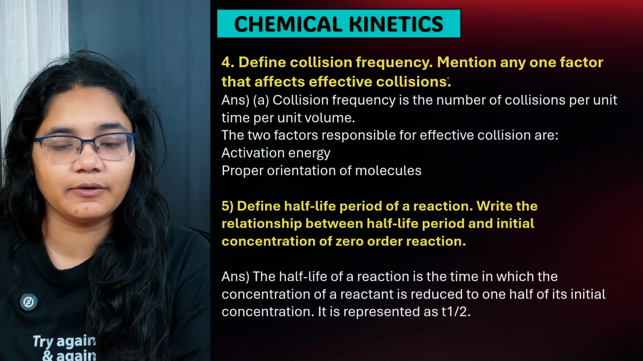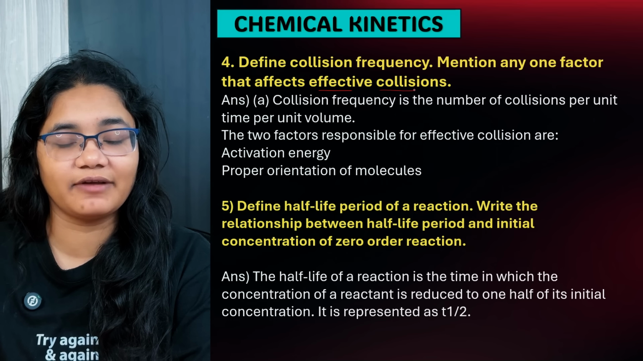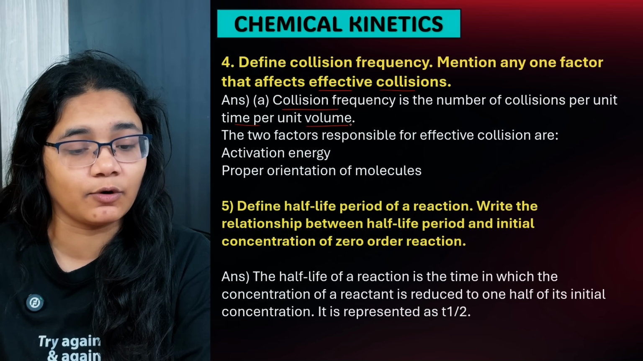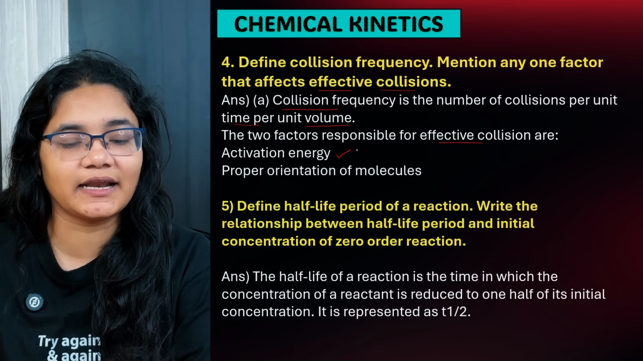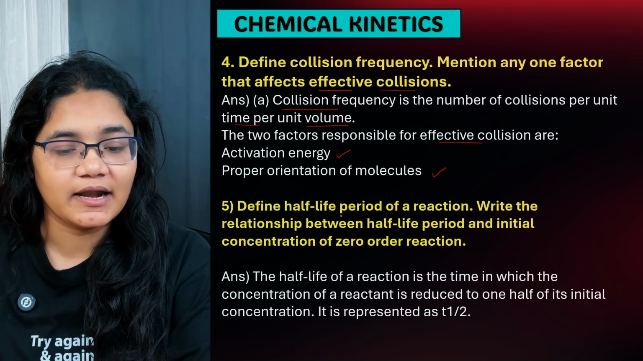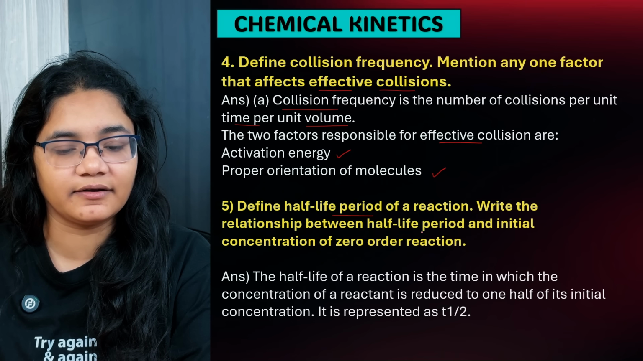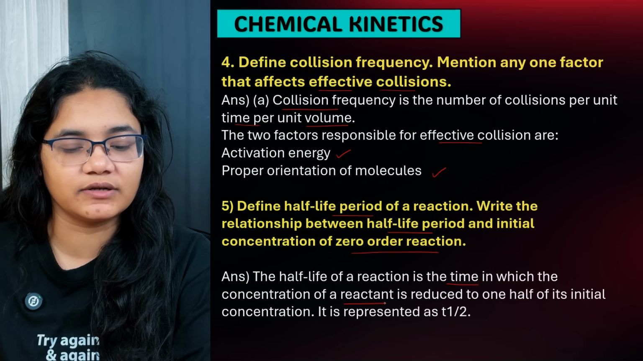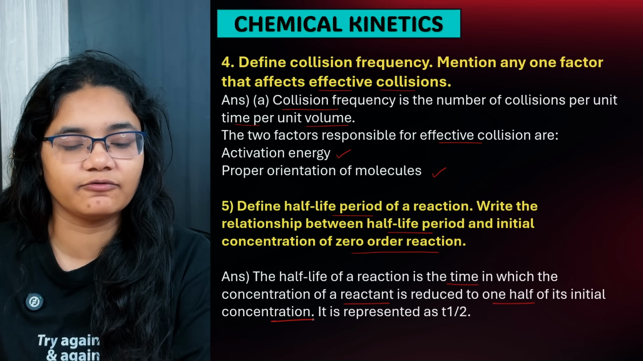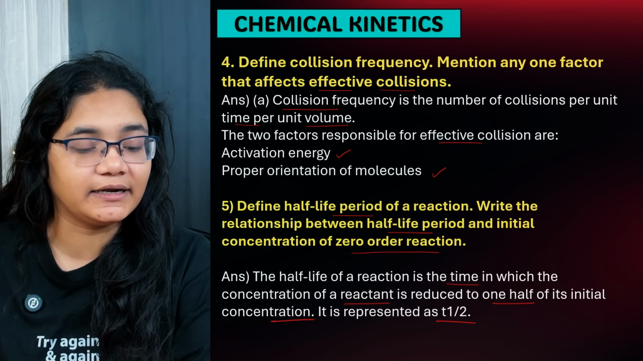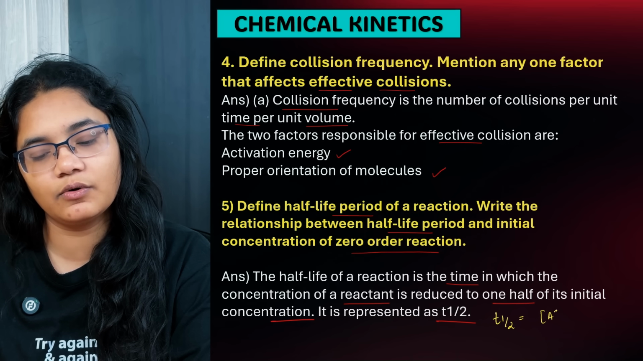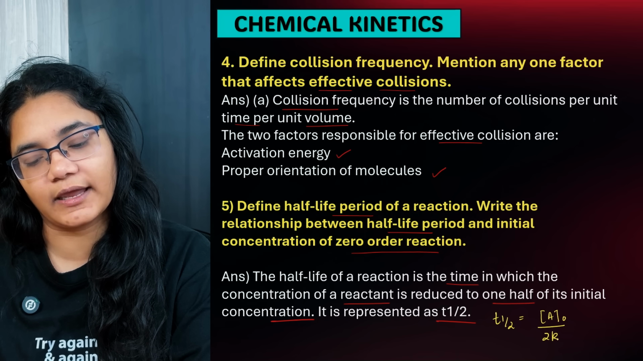Next, define collision frequency and mention any one factor that affects effective collisions. Collision frequency is the number of collisions per unit time per unit volume, and the 2 factors for effective collisions are activation energy and proper orientation. Next, define half-life period of a reaction and write the relation between the half-life and the initial concentration of a zero order reaction. Half-life period is the time in which the concentration of the reactant is reduced to 1/2 of its initial concentration. It is denoted by t half. And what is its expression for a zeroth order reaction? t half is equal to a naught by 2k.